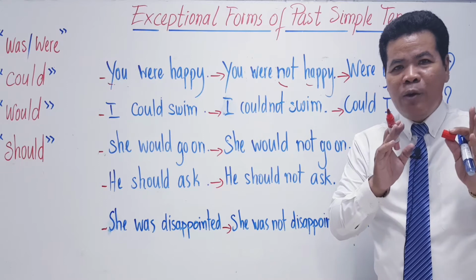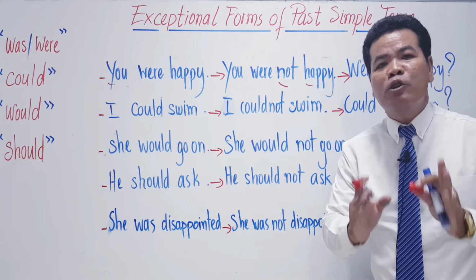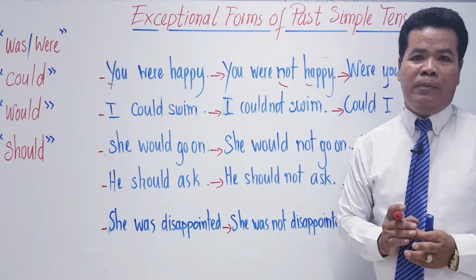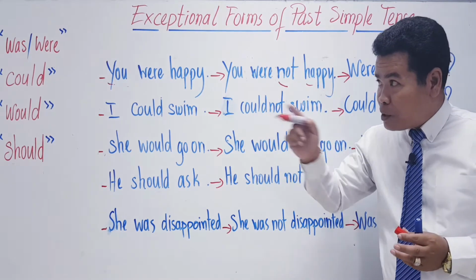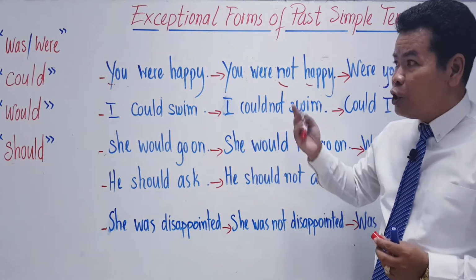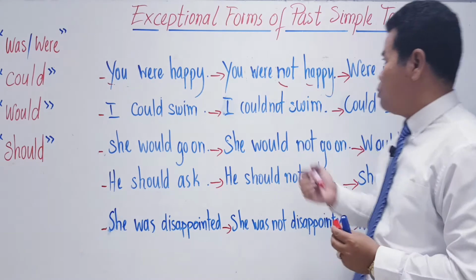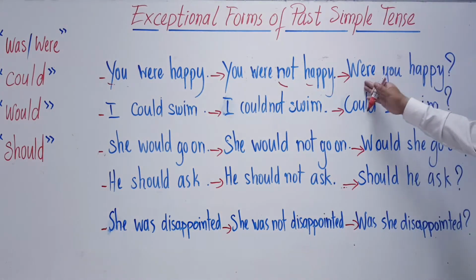So you have to remember the exceptional rules or exceptional forms of the past simple tense. Try to remember all the verbs on the board. Was or were, could, would, or should. Right? Now, let's go to the question. Were you happy?